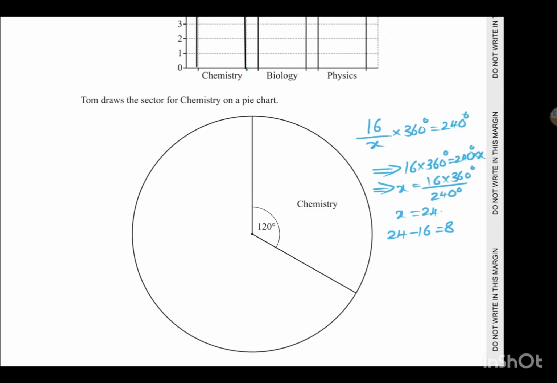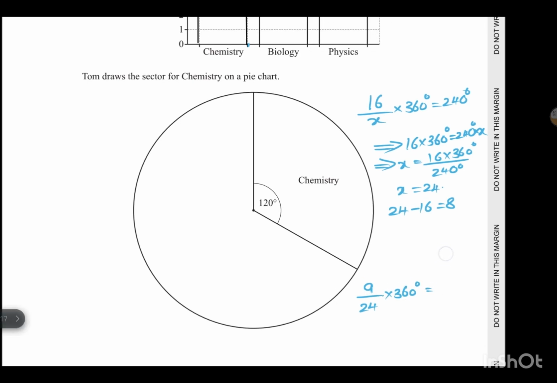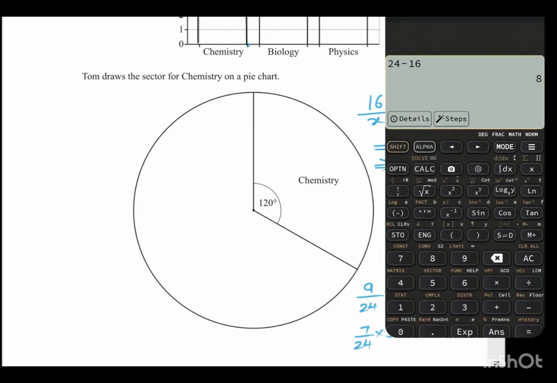So for biology, the number of students is 9 out of 24. So how will you find the angle? 9 by 24 into 360. And then for physics, how many students are there? 7. 7 by 24 into 360. You get the angle. Find it out.